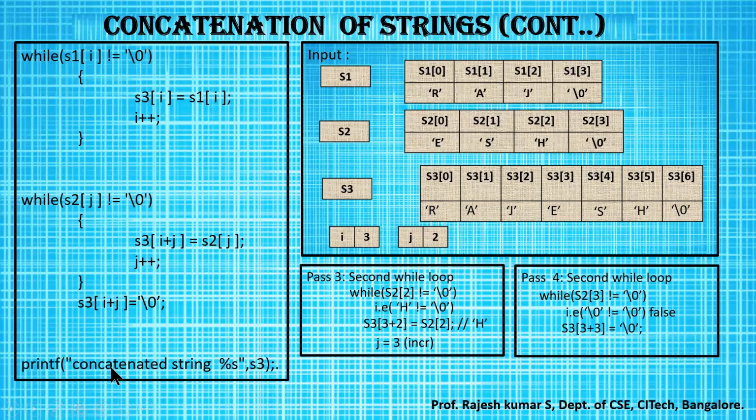After adding the null value, I'll print the concatenated string S3. I'm just printing the value which is present in the S3 array. What is present in the S3 array is Rajesh. Rajesh will be printed on the monitor screen. This is how we combine two strings. There is a built-in function called strcat, string concatenate. I'm repeating it once again: strcat is a built-in function, but here we concatenate two strings without using the built-in function. This is the logic behind the program.